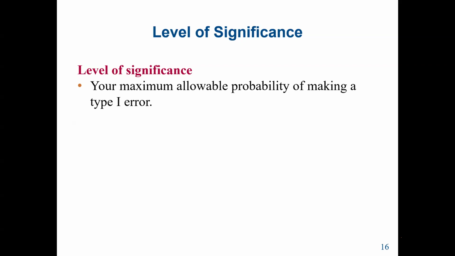There's a chance of 0.05 that I may make that error. That's why we say if we get a p-value and it's less than the level of significance, then we are going to reject H0. If it's greater, then we are going to accept H0.